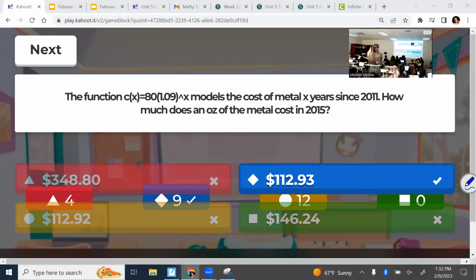So for this, how do you solve it? Plug in 4 and then check. Where in the equation? Good, and I know X is 4 because it says X is years since 2011, and we're solving for how much it cost in 2015. So what's the difference between 2011 and 2015? 4 years. That's how you know what to plug in. So plug it into the equation that was given to you, and then from there use a calculator.